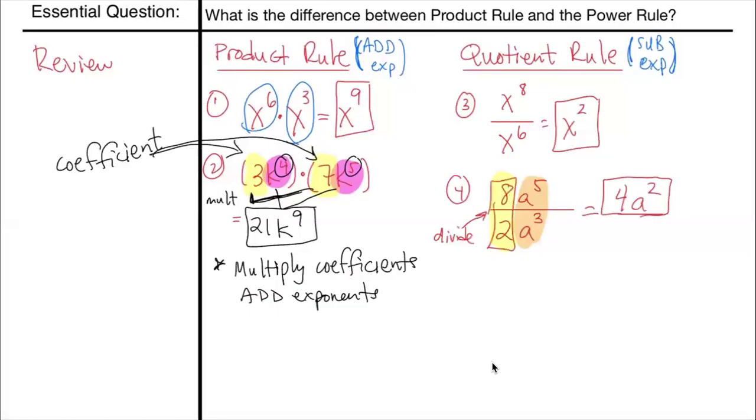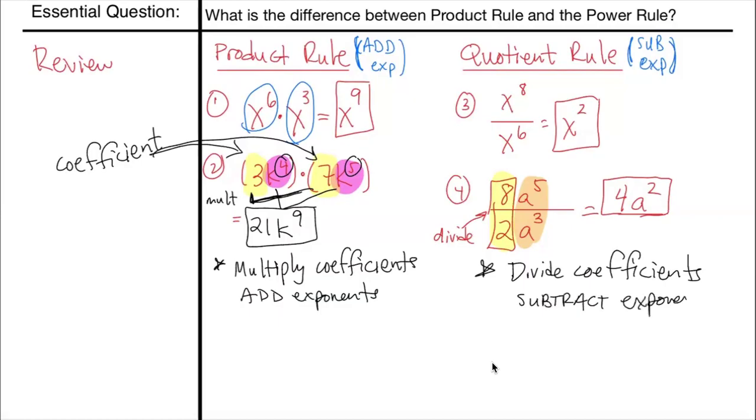So that's the product rule and quotient rule. A little bit expanded on that with coefficients, but the same idea. Coefficients still follow whatever operation it is. So this one, we're going to divide coefficients, and then we're still going to subtract exponents. Subtract exponents, good. All right, draw a line.